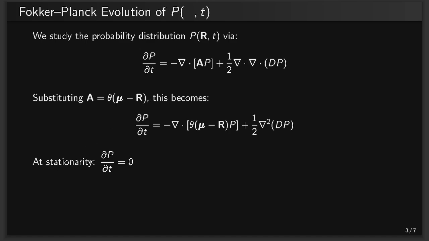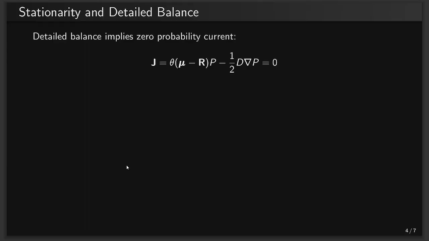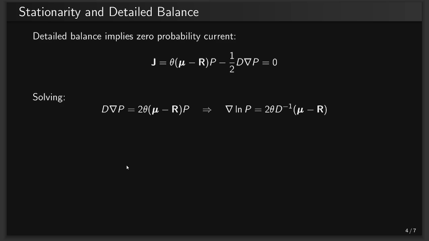But at stationary, we have the derivative of the probability with respect to time, and we're going to set it equal to 0. And so detailed balance will imply a 0 probability current as well. So we can go ahead and set that probability current equal to 0 and solve for terms. Move this P over here, invert this matrix, and then we'll get the gradient of the logarithm of the probability, as well as this expected return minus the actual returns.